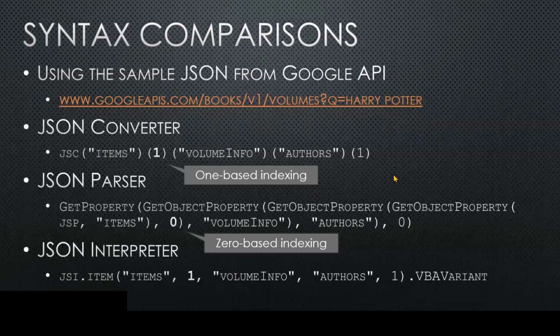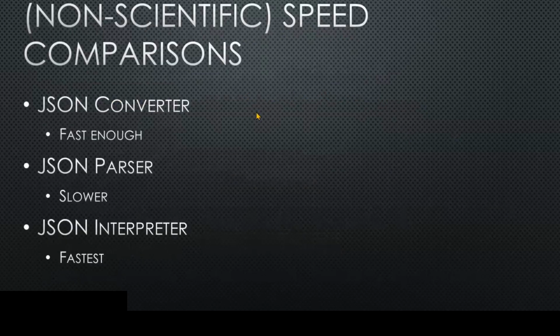Now, as I said, there were some speed issues I had initially, so I had to just quickly check this again. And this is a very non-scientific speed comparison. JSON converter, for example, is not slow, but not really fast. So it's fast enough, as I say. JSON parser, which is the JavaScript one, is very powerful, but it's slower than the VBA libraries that we have available. And again, JSON interpreter, because it's a class module, once you instantiate it, you're done, right?